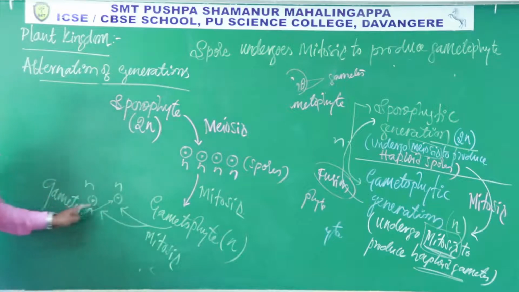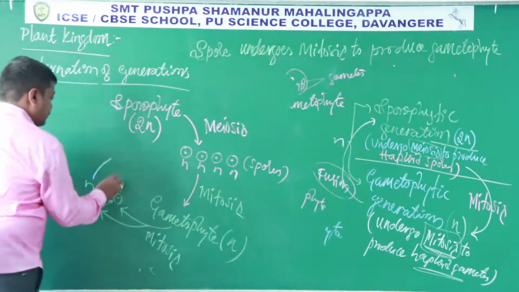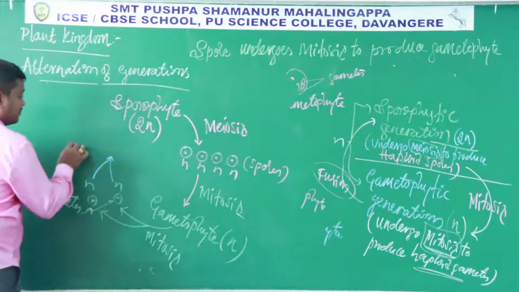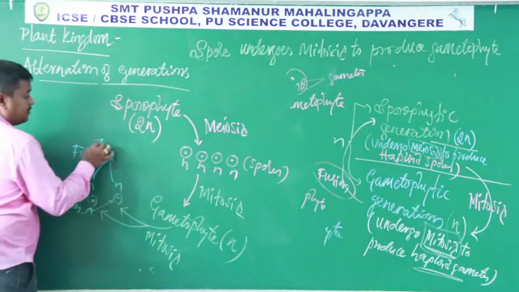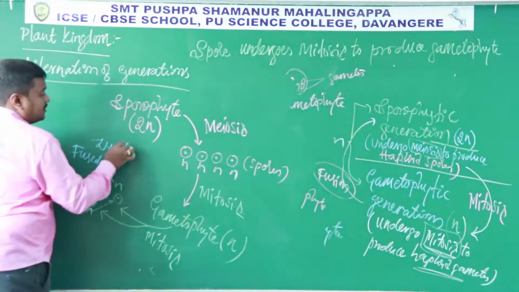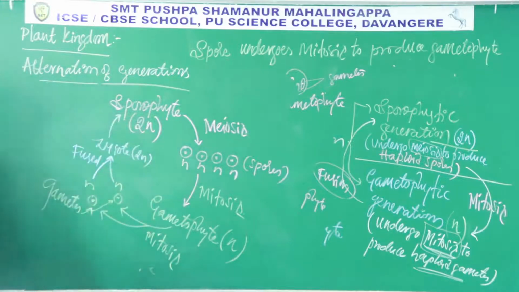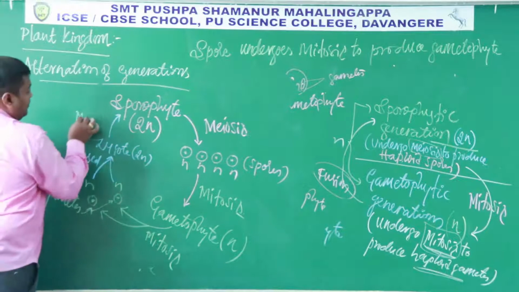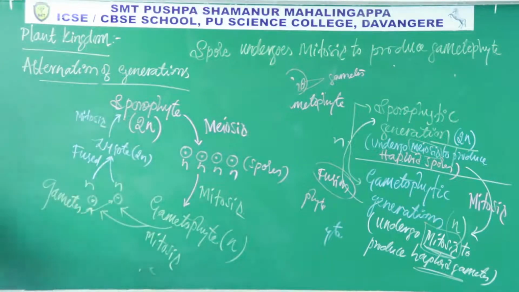The gametophyte undergoes mitosis to form the gametes. So these gametes fuse to form a zygote, that is diploid. This zygote develops into the sporophyte again. Okay, so the zygote undergoes mitosis to form a sporophyte.